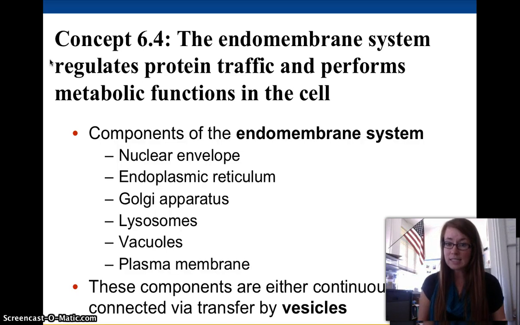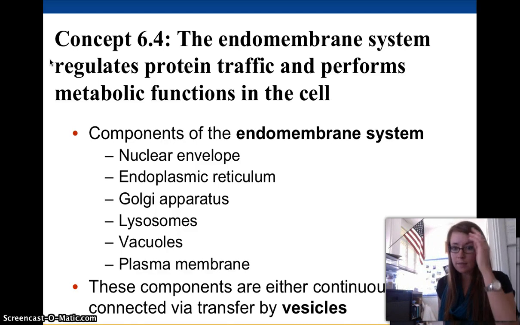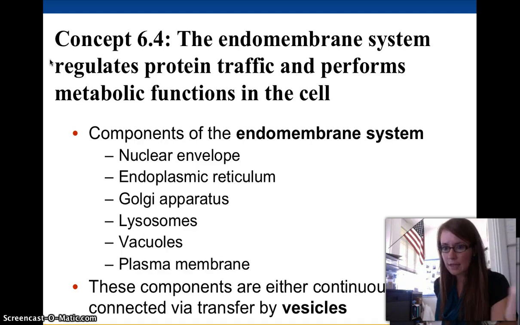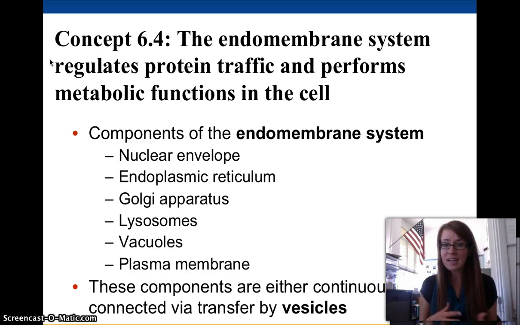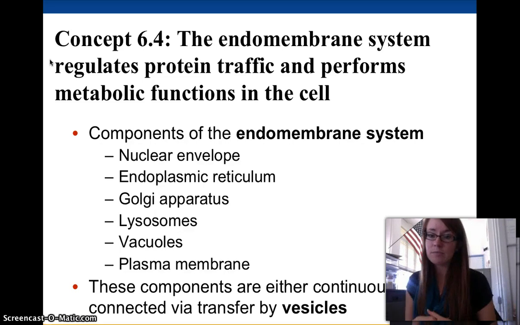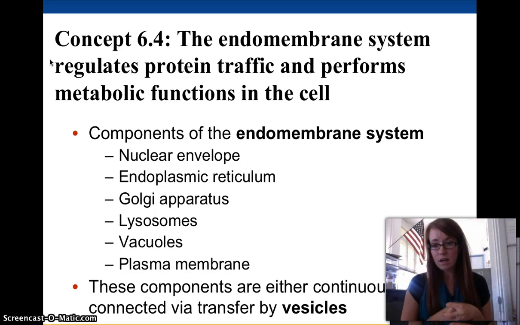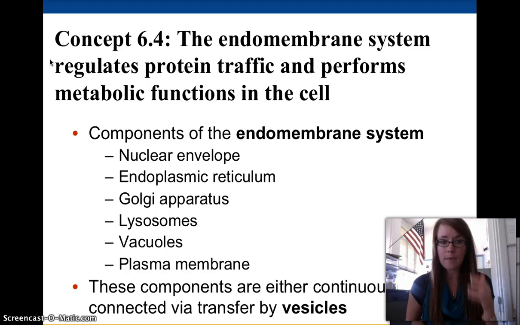And so inside of a cell, there's a ton of membranes, and these are made up of the phospholipid bilayer, like we talked about, and like you've always learned about as a cell membrane. But there's way more membranes than just the cell membrane, and they're all kind of connected. This is how they work together. And that's what endomembrane means, because they're inside of the plasma membrane.